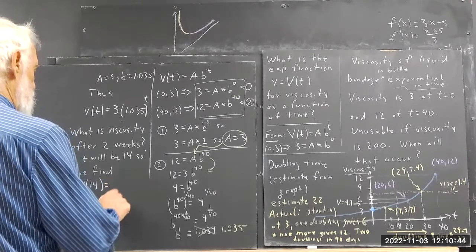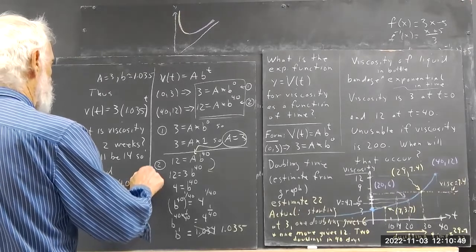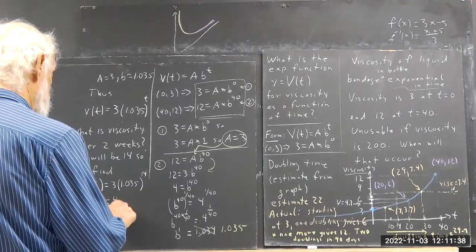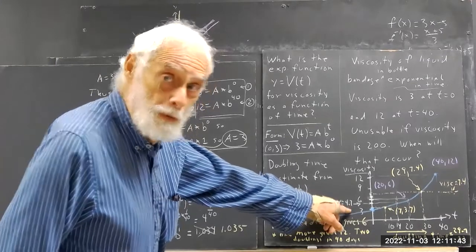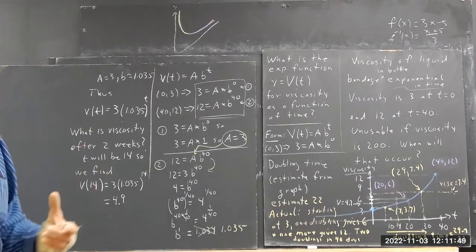Well, what you put into your calculator is 3 times 1.035 raised to the 14th power. Okay, so I'm going to ask you in a minute to tell me what you got. Okay, so you get about, I think you said 4.85. So that really rounds off to 4.9. So don't worry about hurting my feelings. I got 4.7. You got 4.9. I'm okay with it. I'm used to it.